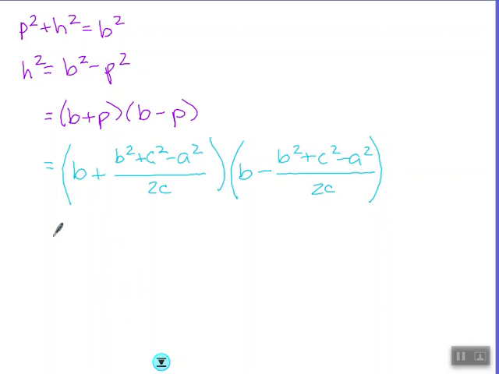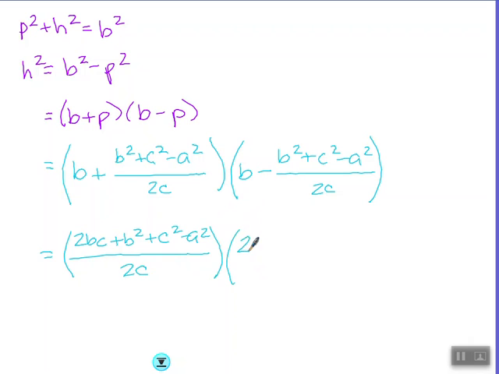Then I need to get a common denominator, so I'm going to multiply b by 2c over 2c and get 2bc plus b squared plus c squared minus a squared over 2c. And then here again I need to multiply b by 2c over 2c and get 2bc, and then I'm going to distribute this negative. Negative b squared minus c squared plus a squared over 2c.